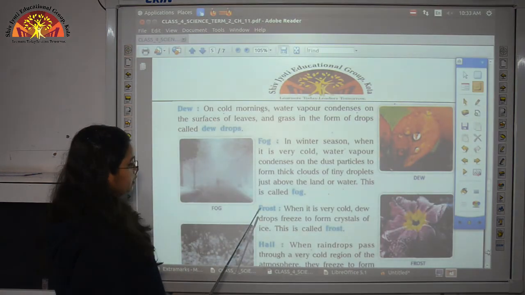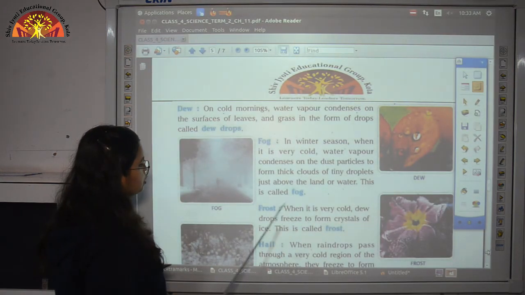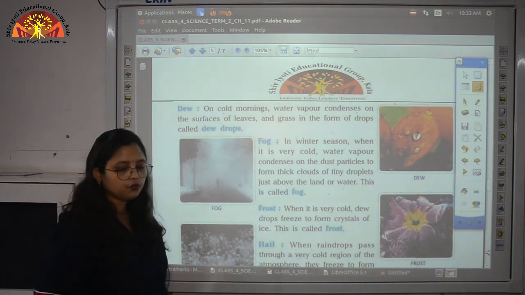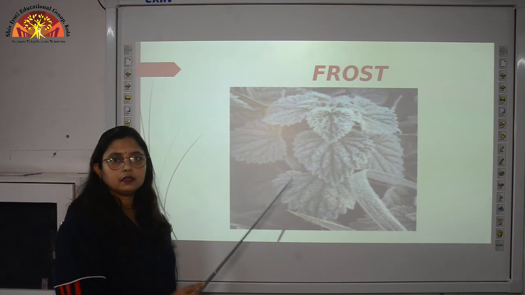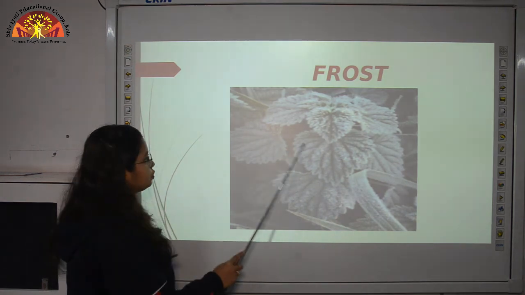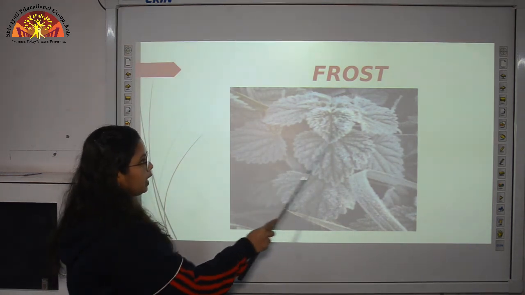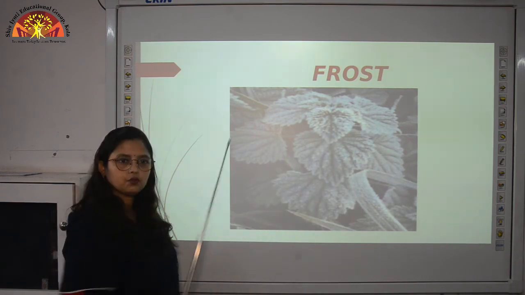The third form here is frost. When it is very cold, dew drops freeze to form crystals of ice. This is called frost. What happens in the very cold areas? These dew drops get converted into ice crystals, and this is called frost.